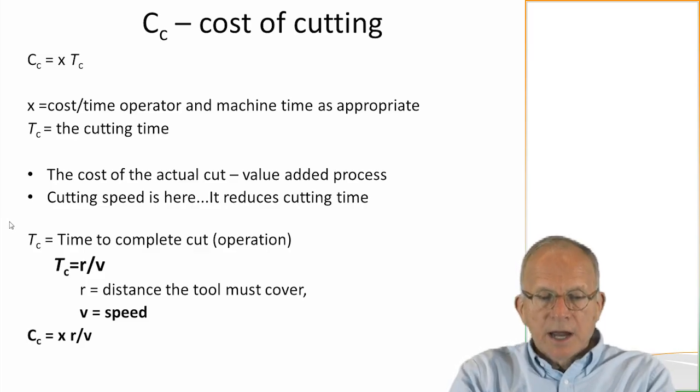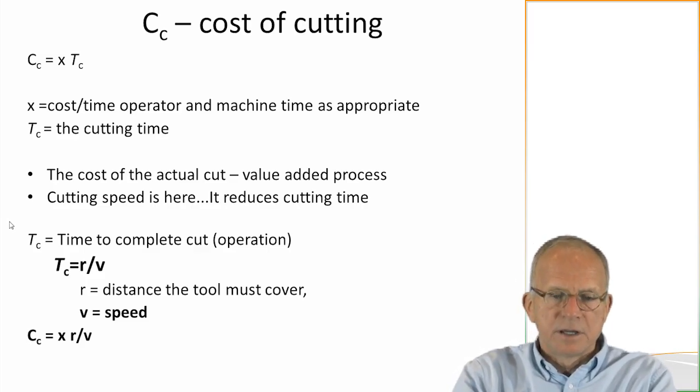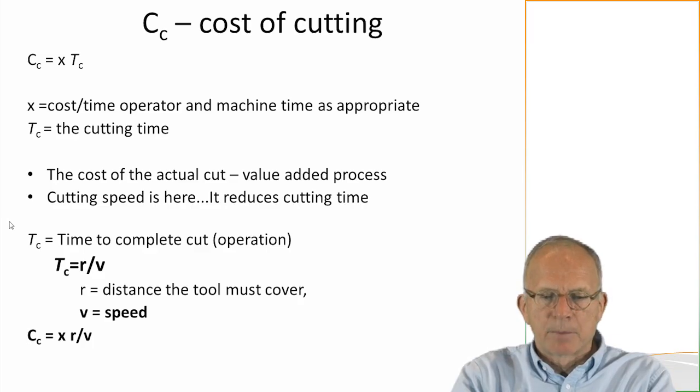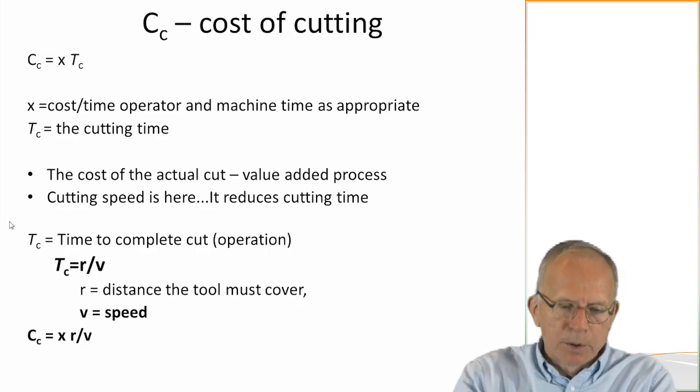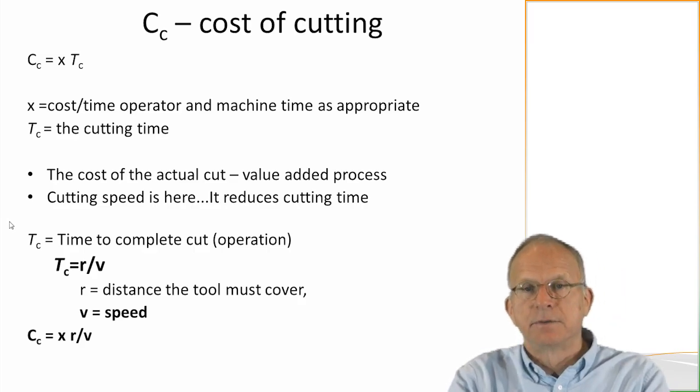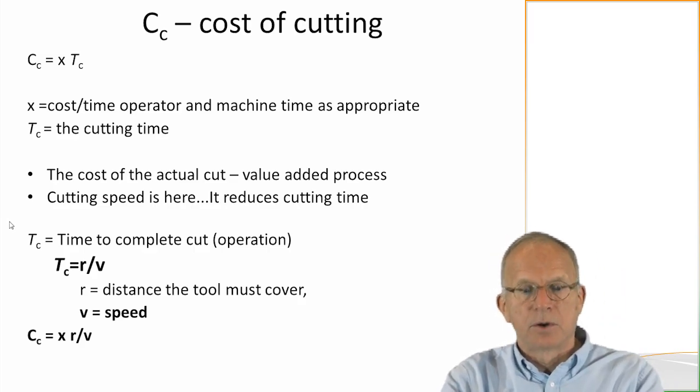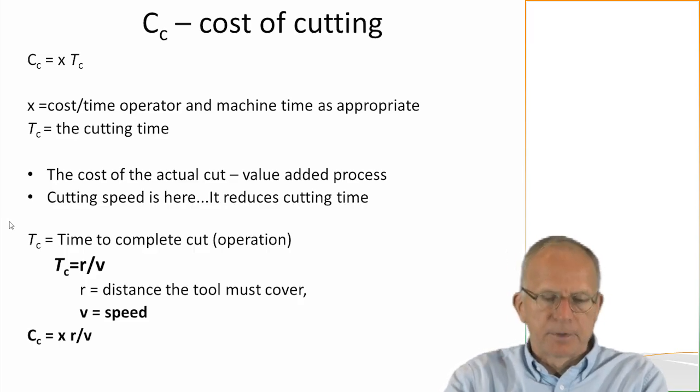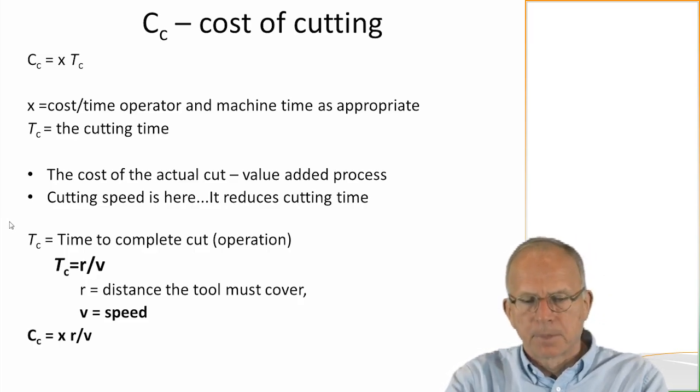The cost of cutting is equal to the cost per time for the operator and the machine, as appropriate. You put that down there as appropriate because you can have unattended cutting operations, so you don't always need the operator there. But all right, you can work it out.